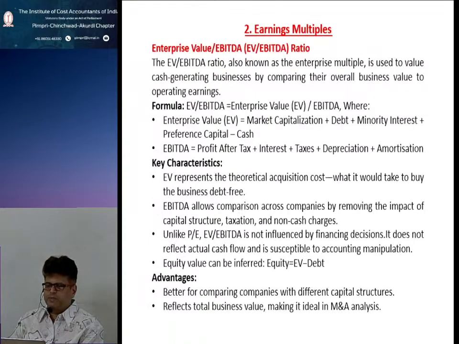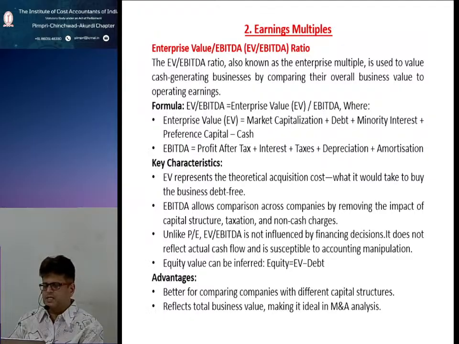Then we saw the enterprise value to EBITDA, EV to EBITDA ratio, also known as the enterprise multiple, which is used to value cash generating businesses by comparing their overall business value to operating earnings. Formula wise, EV to EBITDA is equal to enterprise value divided by EBITDA, where enterprise value is equal to market capitalization plus debt plus minority interest plus preference capital minus cash, and EBITDA is equal to PAT, that is profit after tax, plus taxes plus depreciation plus amortization.